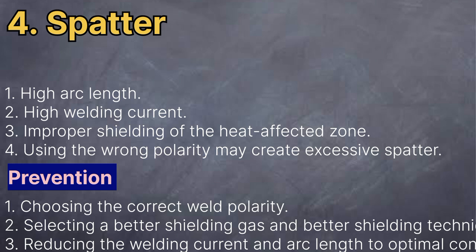The prevention is choosing the correct weld polarity, selecting a better shielding gas and better shielding techniques, and reducing the welding current and arc length to optimal conditions. If we maintain the prevention, spatter will not come in weld areas.